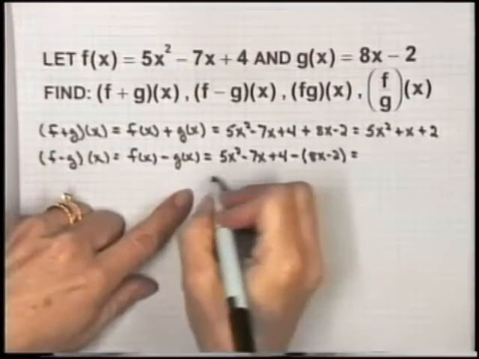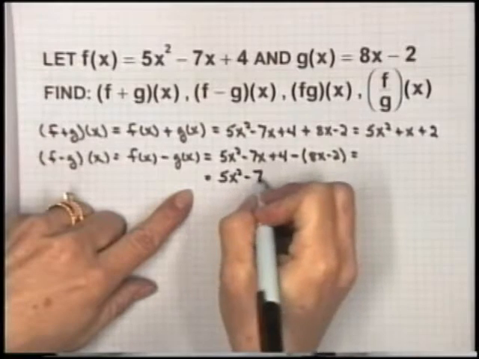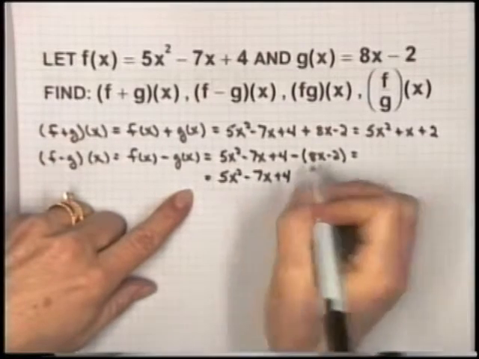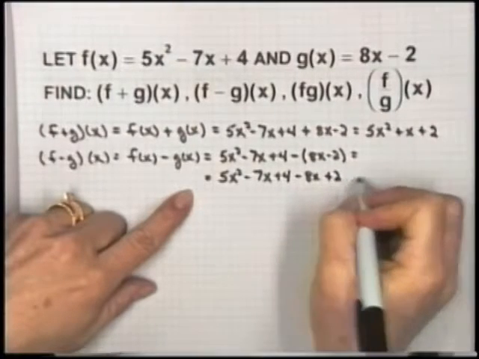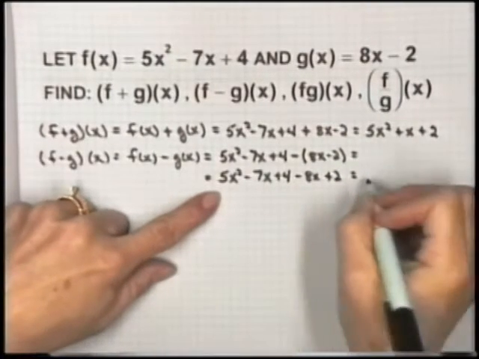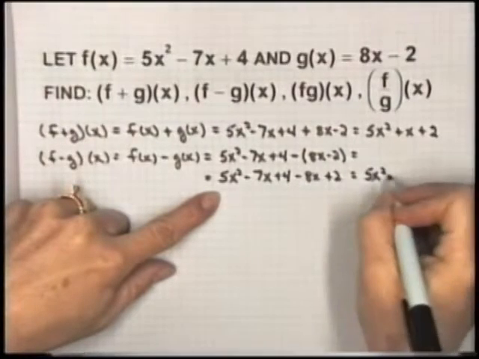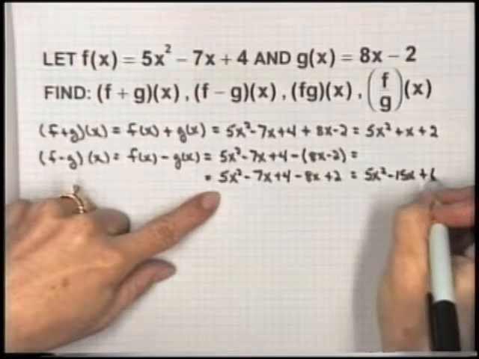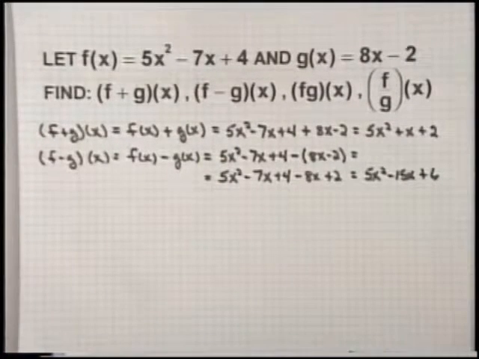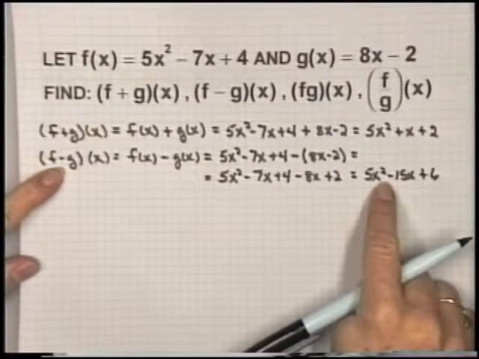So let's rewrite. I'll come down here. 5x squared minus 7x plus 4. Distributing our negative, we have a minus 8x plus 2. Combining our like terms, we have 5x squared minus 15x, and 4 plus 2 gives me a plus 6. So again, we've created a new function, f minus g.